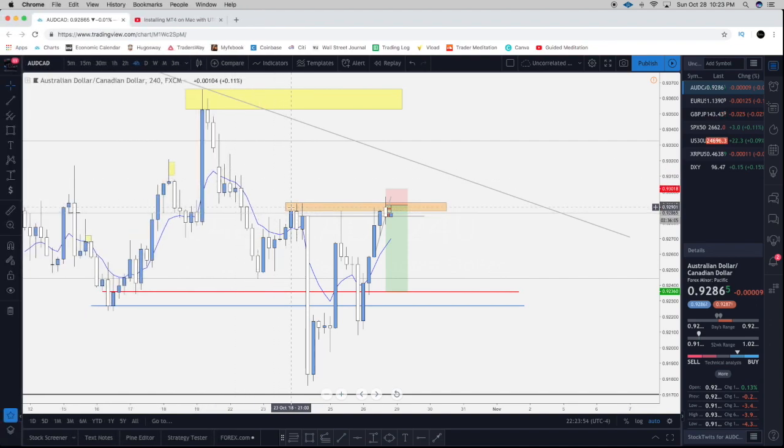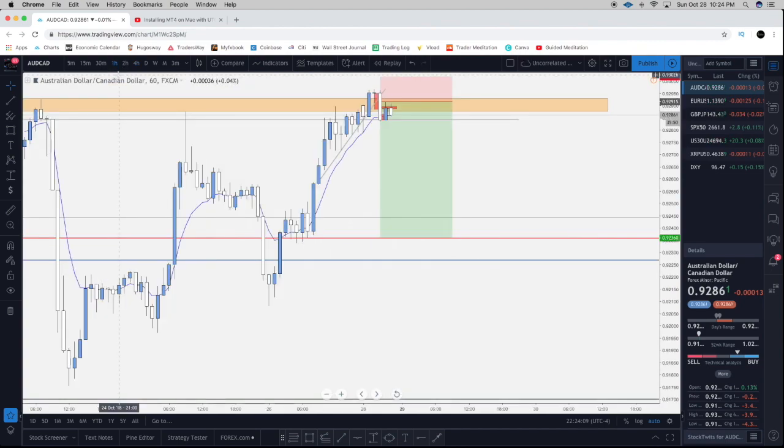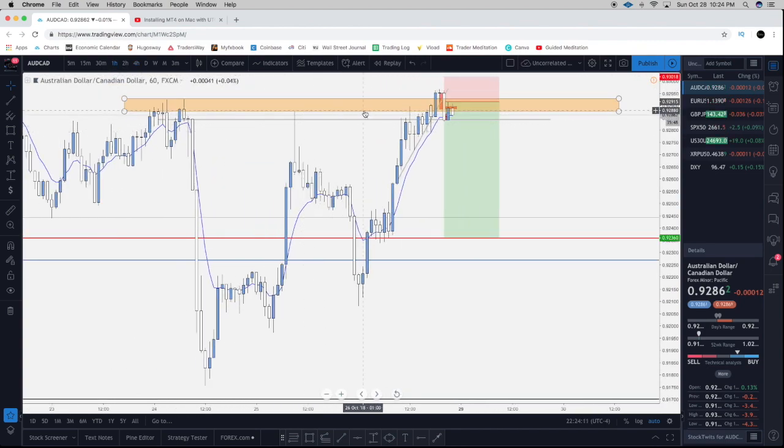On my H4 chart, I see that price formed a level of resistance here, came back and retested this level, failed, came back to the level again, and it looks like price may possibly fail again. Now, on a smaller time frame, price has rejected, price pushed above this level, came back below, and now it's sitting on the moving average.